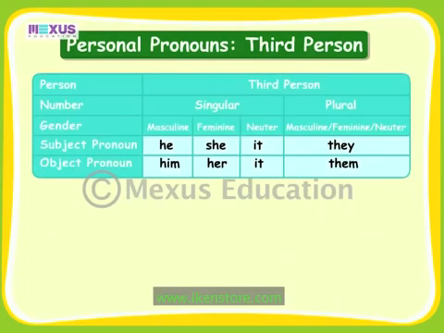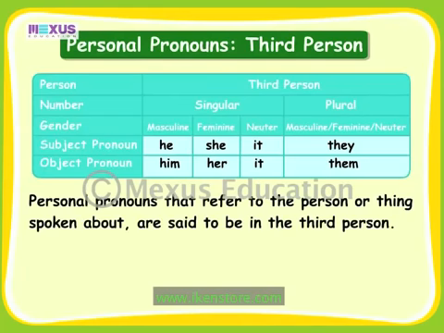Now, let us study the table of personal pronouns in the third person. Personal pronouns that refer to the person or thing spoken about are said to be in the third person. The personal pronouns he, she, and it are singular in number. The personal pronouns they and them are plural in number.